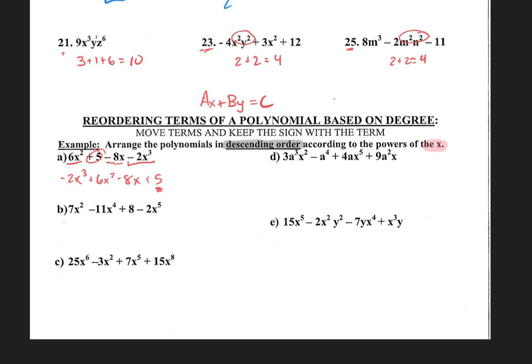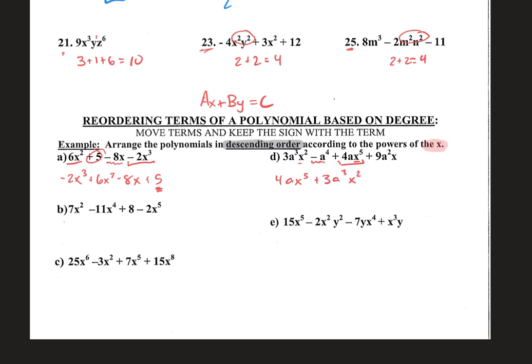For example, let's do d over here. So we're looking at descending order of x. There's an x, no x, there's an x. So this right here is our highest power of x. So I've got 4ax to the 5th. Then I'm going to go to this one, minus a to the 4th. Whoops, nope, that doesn't have an x in it. Got tricked. We're going to go to plus 3a cubed x squared.